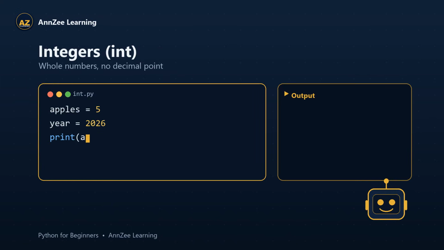First, integers, or int for short. These are whole numbers, with no decimal point. Things you can count, like 5 apples, or the year 2026. No quotation marks are needed for numbers.